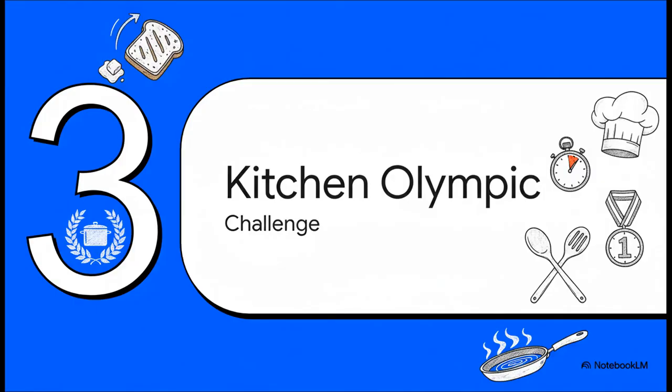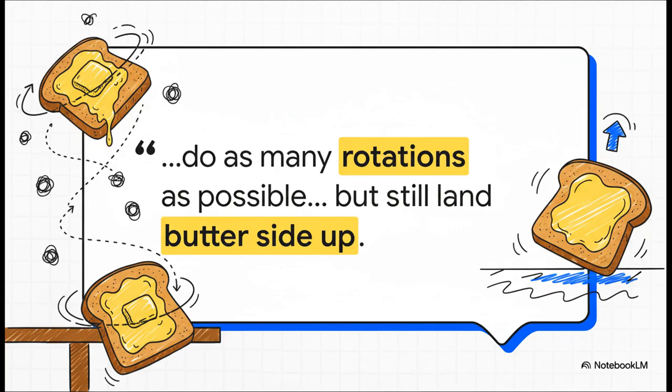Okay, so we've cracked the code on why it happens. But what if we could use this knowledge for good? What if we could use this chart not just to understand failure, but to actually engineer success? This leads to a pretty fun idea, the Kitchen Olympic Challenge. So here's the challenge. Could you, on purpose, drop a piece of buttered toast, let it clip the edge of the table, and still manage to make it land butter side up? Could you bend physics to your will?